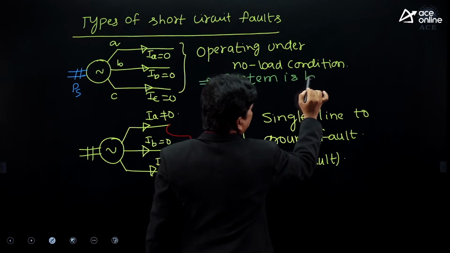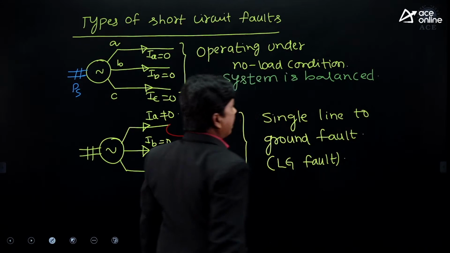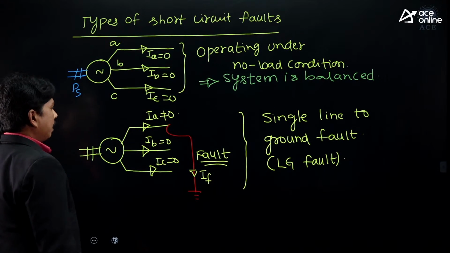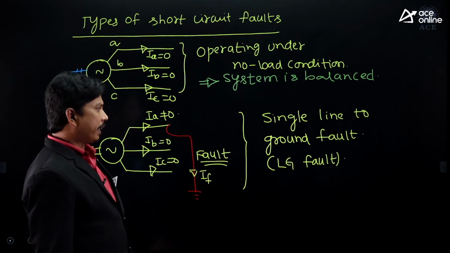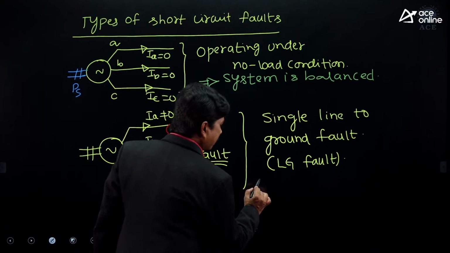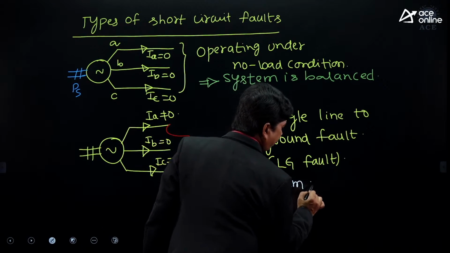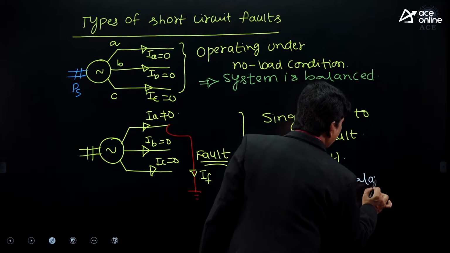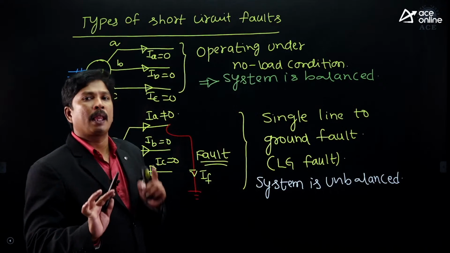System is balanced. But whenever you are coming for a single line to ground fault, without any load in the system, the current is there in fault A, we can say the system is unbalanced. So we are having only one phase current and we are not having any current in the remaining two phases.